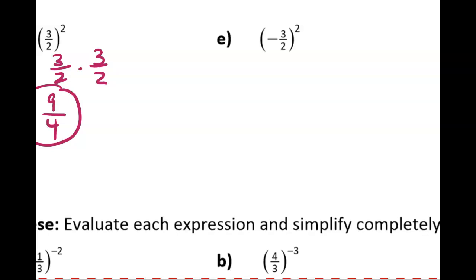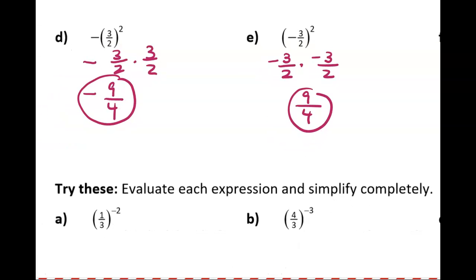In E, we have negative 3/2 raised to the 2nd power, and for that expression, the exponent applies to the entire parentheses, because the exponent applies to its immediate left, and that parentheses is to the immediate left. So that's negative 3/2 times negative 3/2, which is positive 9/4. So you see we get different results for these two. Now let's check out the last one.